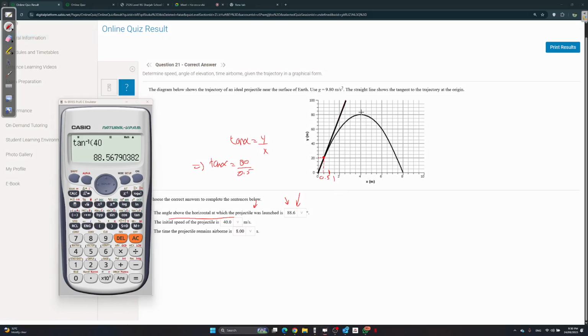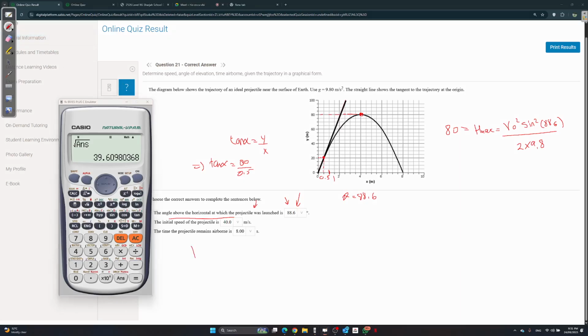The initial speed of the projectile. There are so many ways to do this. Now, I like doing this. I now have theta, which is 88.6. This y is the maximum height. 80 is equal to the maximum height, which is V naught squared sine squared theta, so sine squared 88.6, over 2g, and g is 9.8. Now you can solve easily for v naught. 80 times 2 times 9.8 divided by sine 88.6 squared. You get this, now root it, you get 40.